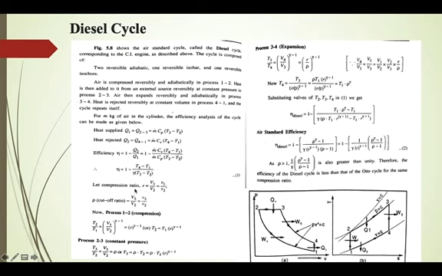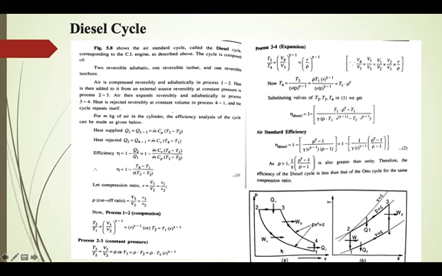Okay. Now we have seen compression ratio. Compression ratio is the ratio of total volume by clearance volume, or volume before compression by volume after compression. Volume before compression is V1, which is also equal to V4. Volume after compression is V2. So compression ratio R is equal to V1 by V2. Now we have one more ratio defined here known as cutoff ratio. Cutoff ratio is the ratio of V3 by V2, that is volume after constant pressure heat addition V3 by volume before constant pressure heat addition V2. V3 by V2 is known as cutoff ratio, represented as rho.